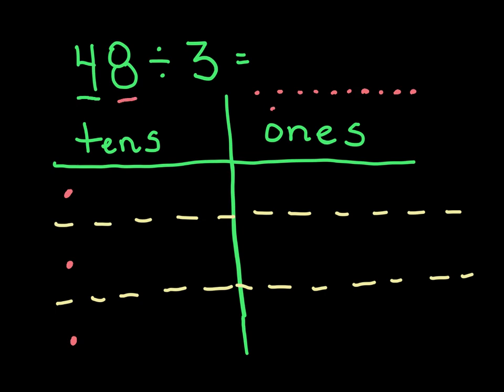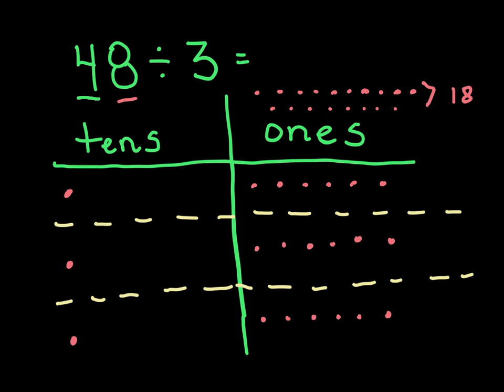So we go 1, 2, 3, 4, 5, 6, 7, 8. So this is going to give us 18 ones that I need to split up into 3 equal groups. So here we go. 1, 2, 3, 4, 5, 6, 7, 8, 9, 10, 11, 12, 13, 14, 15, 16, 17, 18.